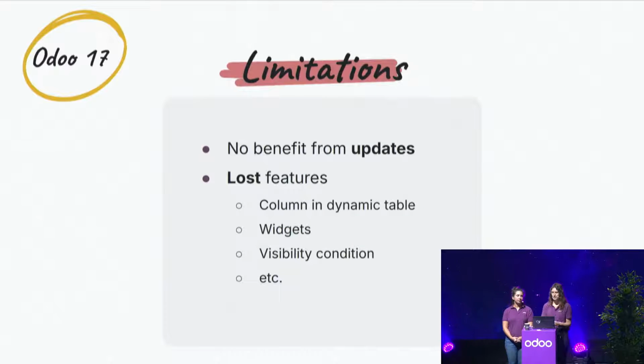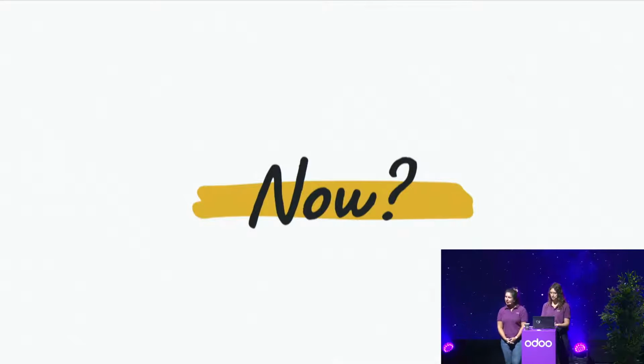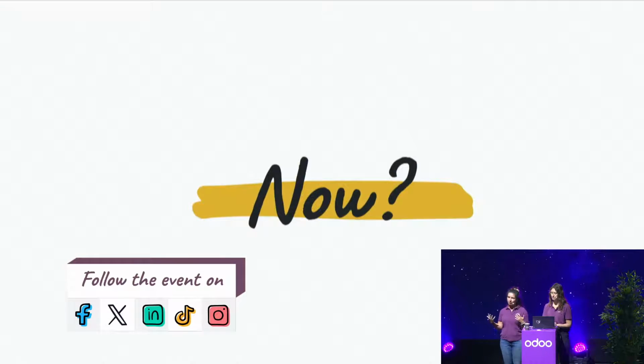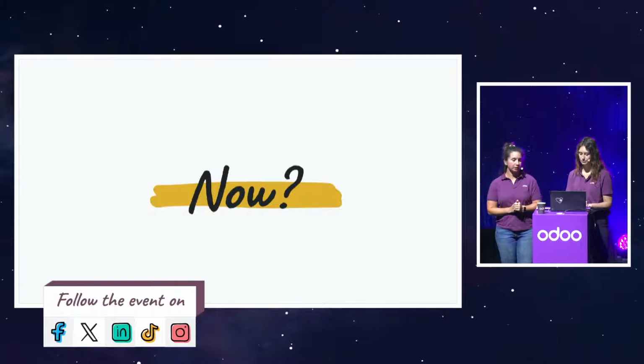But as always, it's not possible to do it perfectly in one shot. Having one single Studio view that replaces the full code prevents you from benefiting from updates, and some features have been lost. For example, selecting a widget, applying a visibility condition, or modifying a table that contains a condition. So as a team, our goal is always to keep improving the report editor. And that's how we arrived at the Odoo 18 report editor.